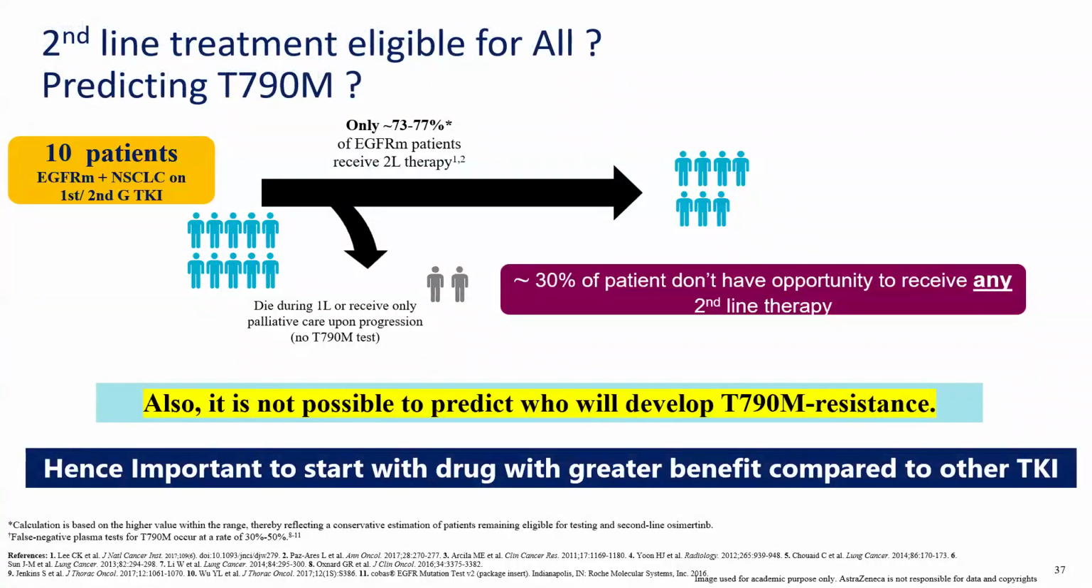And we can't predict who will develop T790M resistance, hence it is important to start with the drug with greater benefit compared to other TKIs.